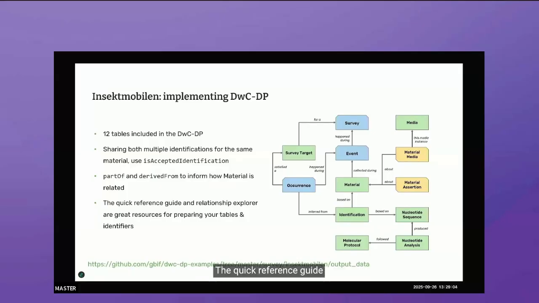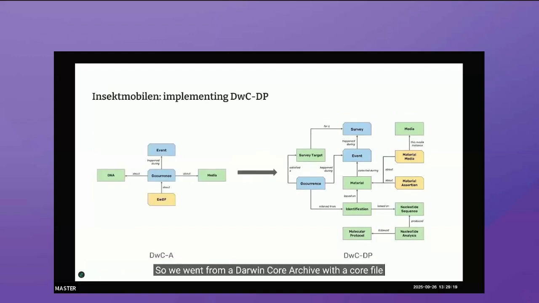The quick reference guide and the relationship explorer were a great help to understand which tables would make sense to prepare first in order to have the identifiers needed to link between the tables. So we went from a Darwin Core archive with a core file and 4 extensions to 12 tables in a Darwin Core Data Package.